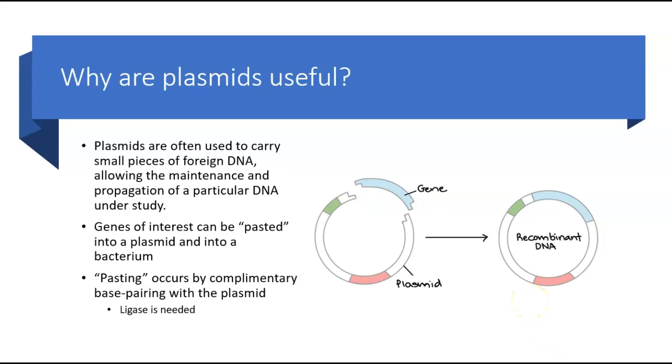Plasmids often are used to carry small pieces of foreign DNA. So what will happen is here is a gene of interest, and it is going to be inserted into this plasmid. However, what you need to keep in mind is that the insertion happens by base pairing over here. I should also mention that for this pasting to happen, an enzyme called ligase is needed. So when you have this plasmid that has the antibiotic resistance gene and has the particular gene that you want to study, this is going to be called a recombinant DNA.